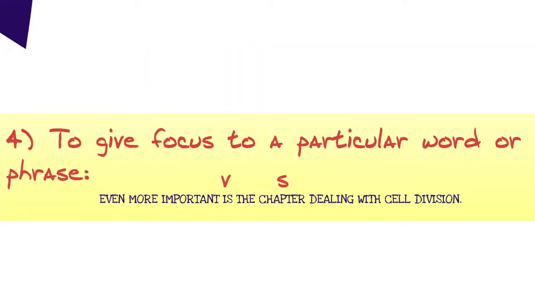The verb also comes before the subject when the sentence gives focus to a particular word or phrase. For example, even more important is the chapter dealing with cell division. Placing the verb is before the subject chapter emphasizes the beginning part of the sentence, even more important.